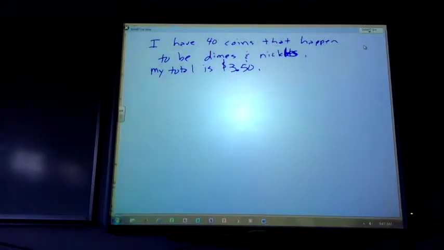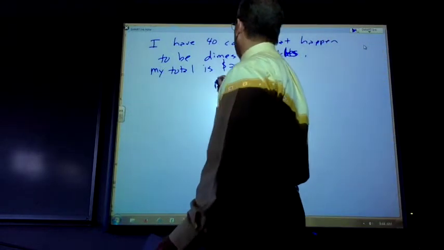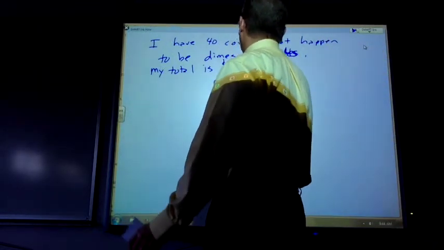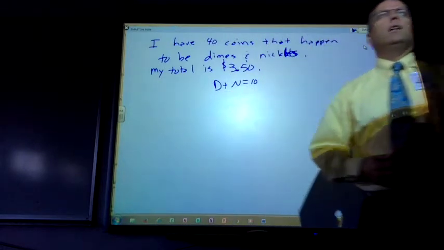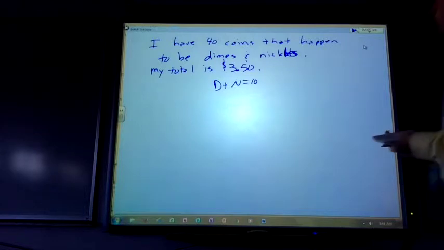All right, Celine, help me out. We have 40 coins that happen to be dimes and nickels. D plus N equals 40. I like it. So I look at my coins, I make the observation: I have dimes and nickels. I count how many coins there are, but not put in a numeric value. I just happen to have 40 individual coins sitting there that all happen to be dimes and nickels. Okay, what else do we know?